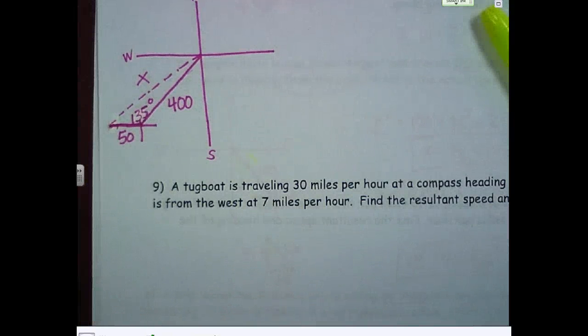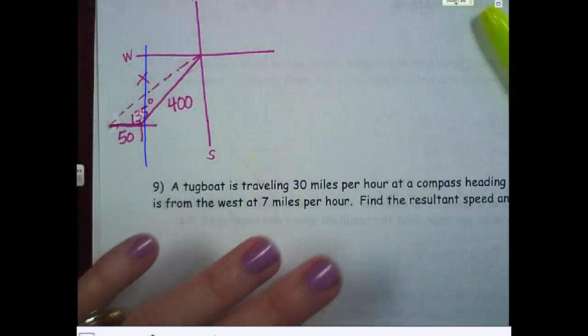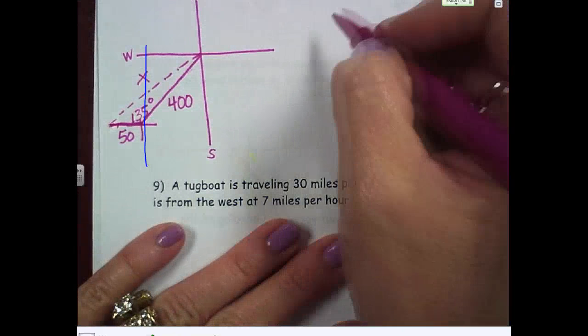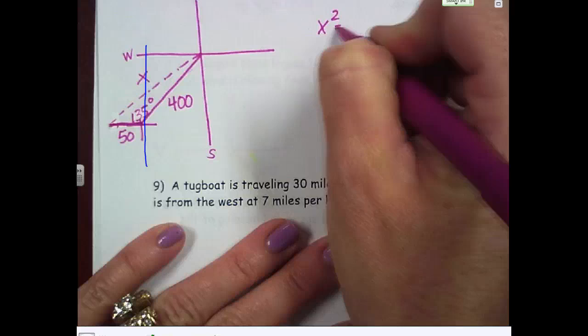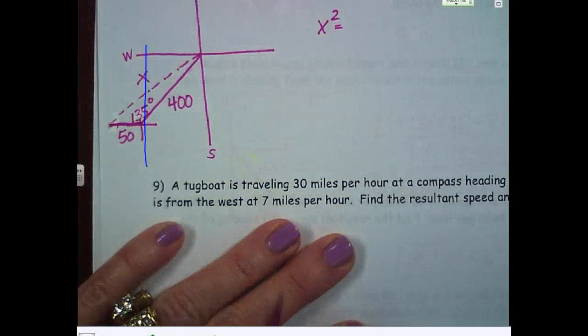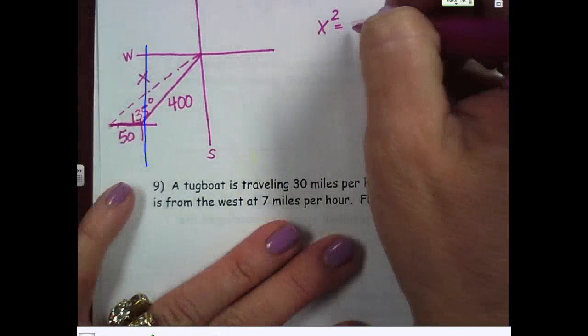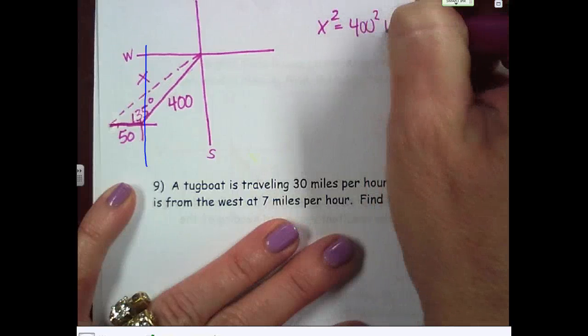Okay, to use law of cosine, right? This x goes with the 135. You can draw a line through it. Those match. So when you write it out, knowing those match, always start with the side. So x squared equals, and the other two sides that are around the angle. So the 400 squared and the 50 squared.